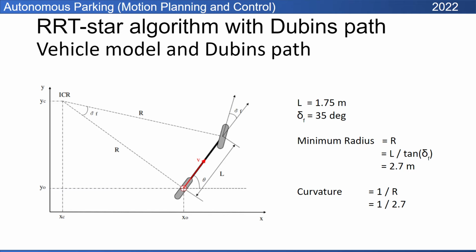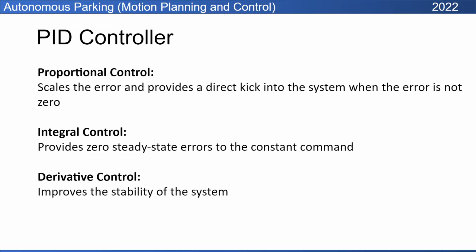Also, we calculate the curvature based on the GEM model and apply the value we compute in the Dubins reachability tree. The second is a controller. We use a PID controller in the real car in order to track the constant input command with zero steady-state errors and improve the stability of the system. We test different gains to get the best performance.